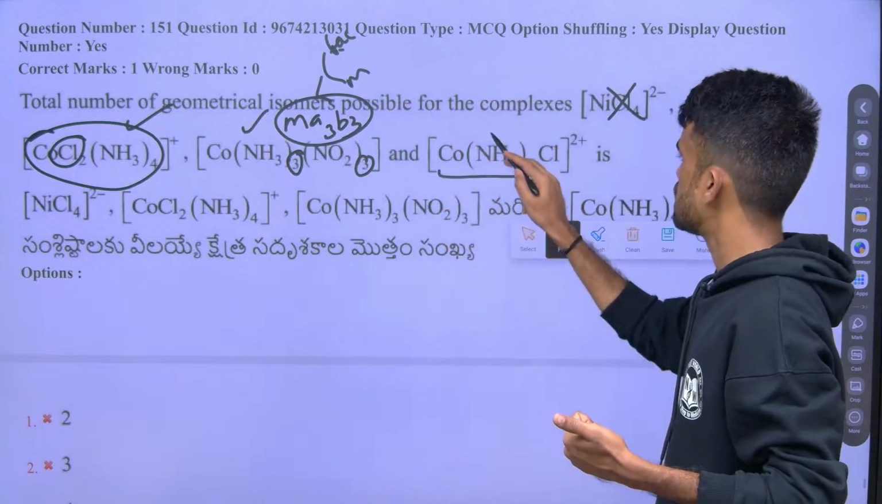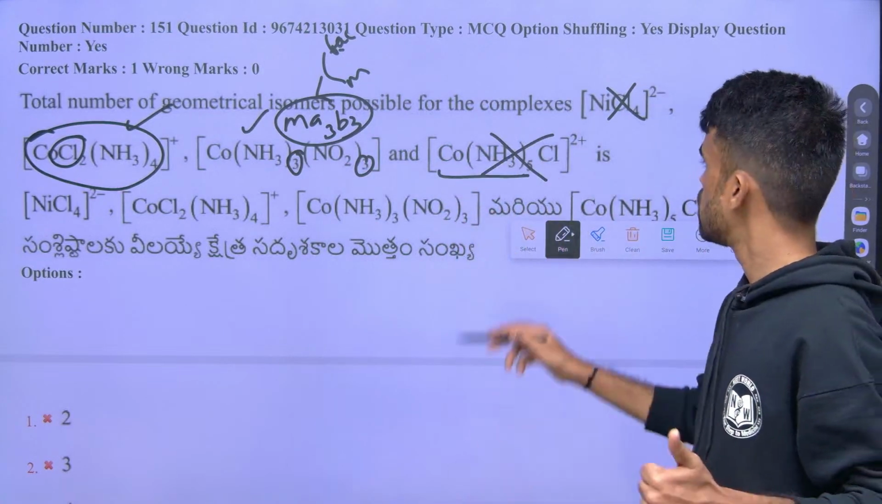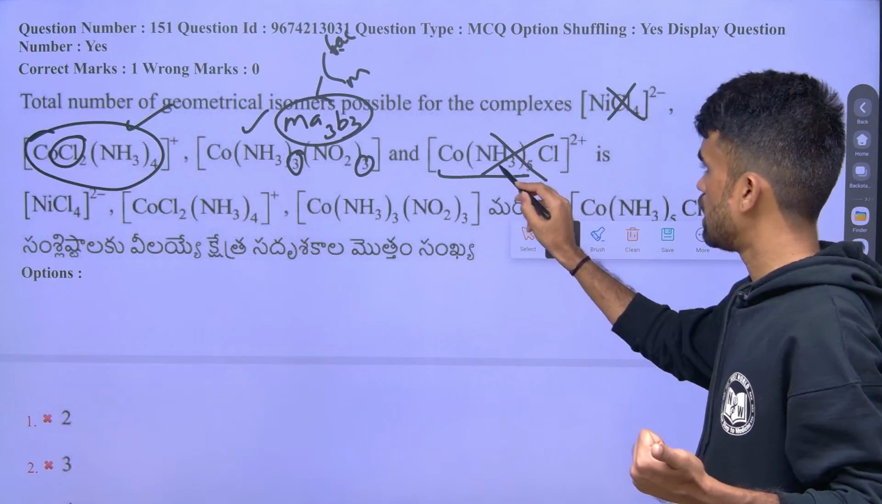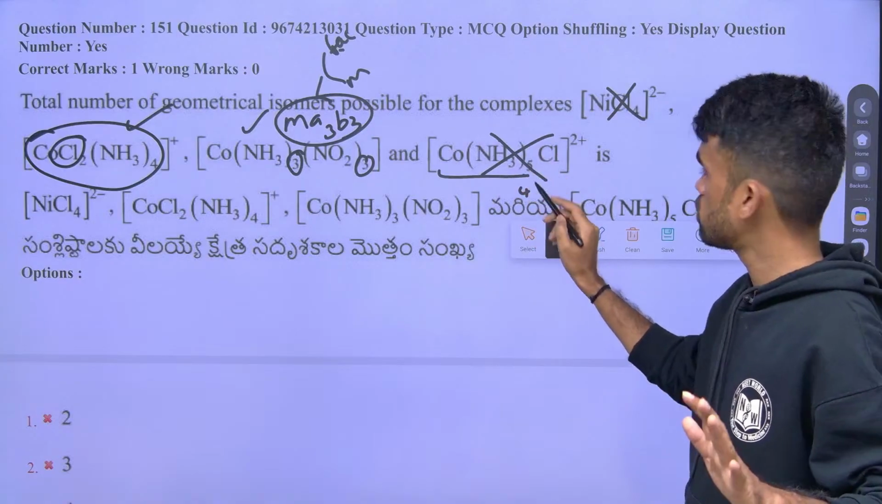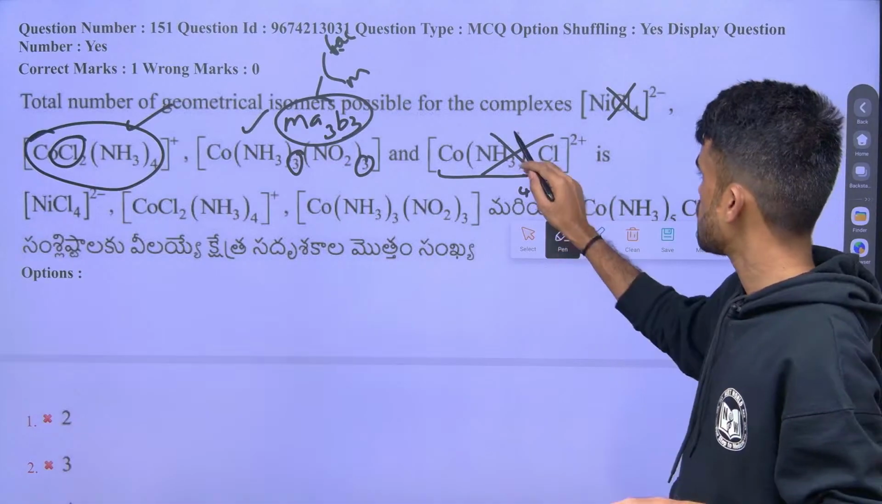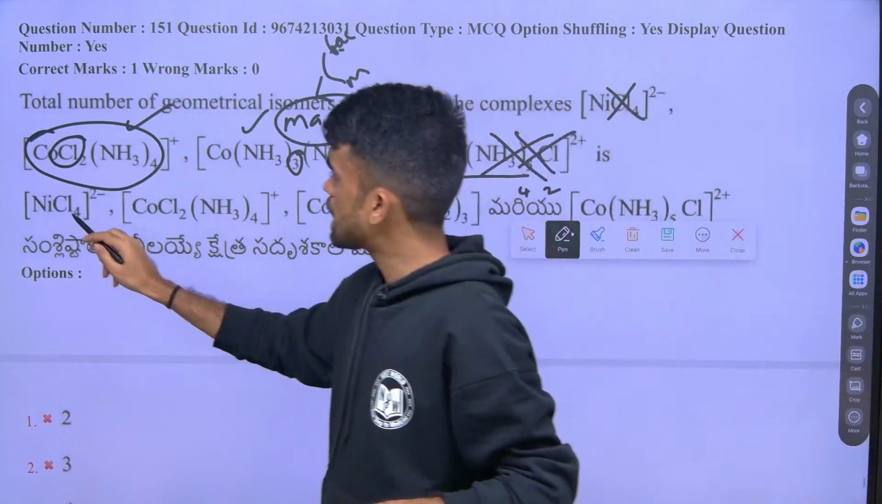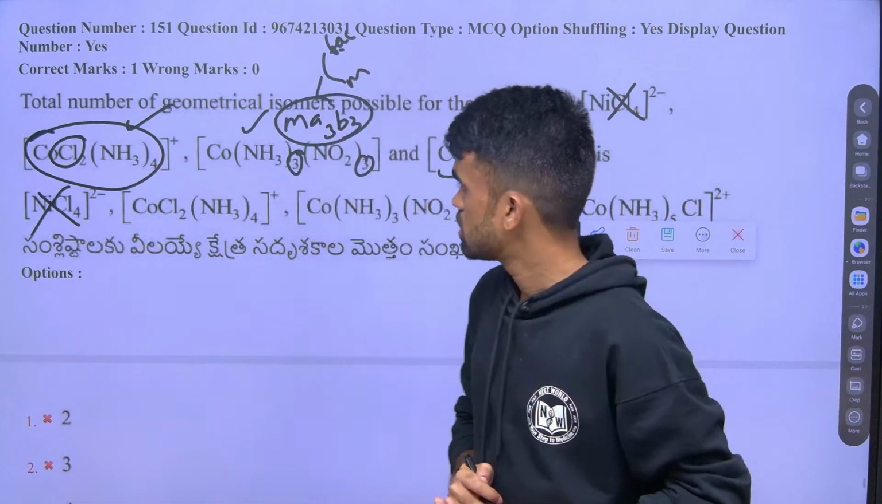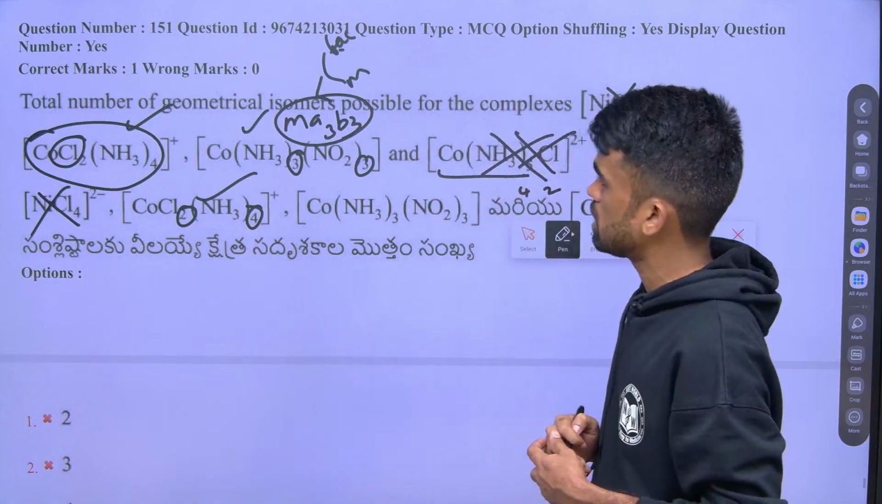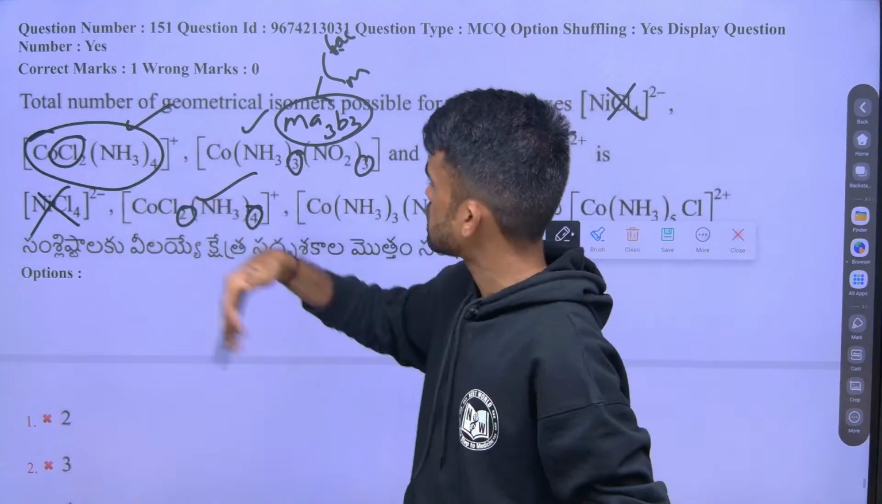So here 5 are there, so it is not possible. At least 2 should be different. So it can be possible if the ligands are of 4-2 type, but 5-1 won't exist. Here nickel is again tetrahedral, so it won't show. Again here 4-2, it means it can show geometrical isomerism. So this is nothing but the first option only.